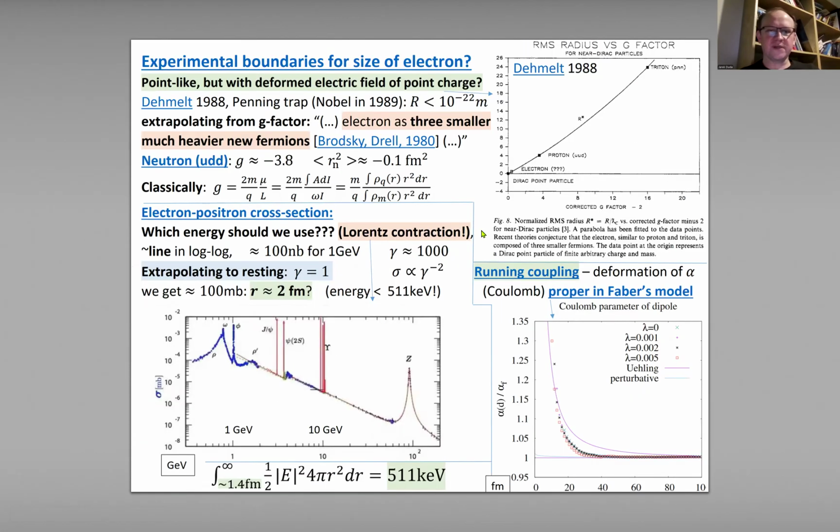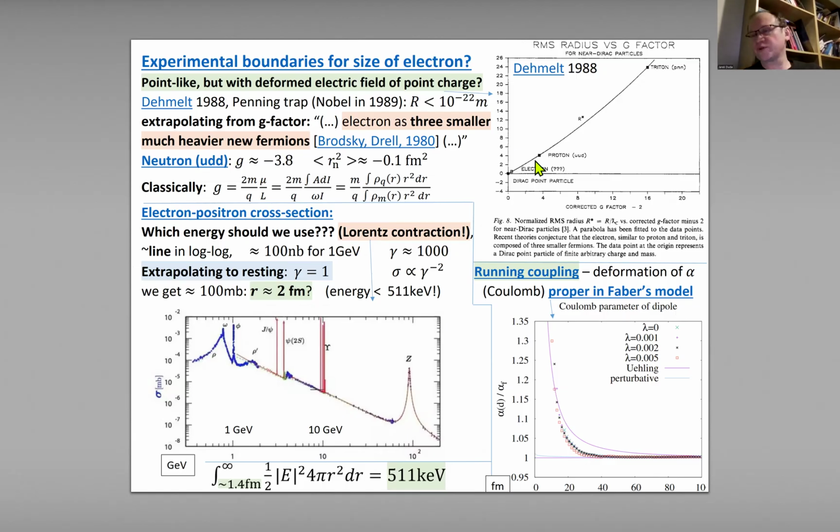So maybe very briefly, some similarity with arguments about the size of the electron. One is Dehmelt, who assumed the proton is made of 3 quarks, the deuteron made of 3 nucleons, and tried to draw the electron as made of 3 partons, and probably started with a line, but got a negative radius. So here is the radius, here is the g-factor minus 2. So he extrapolated from 2 points with a parabola. We cannot do it, so it's a nonsense argument.